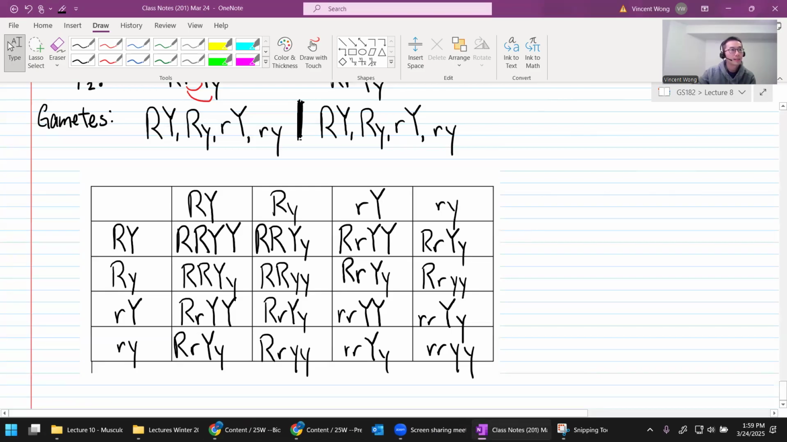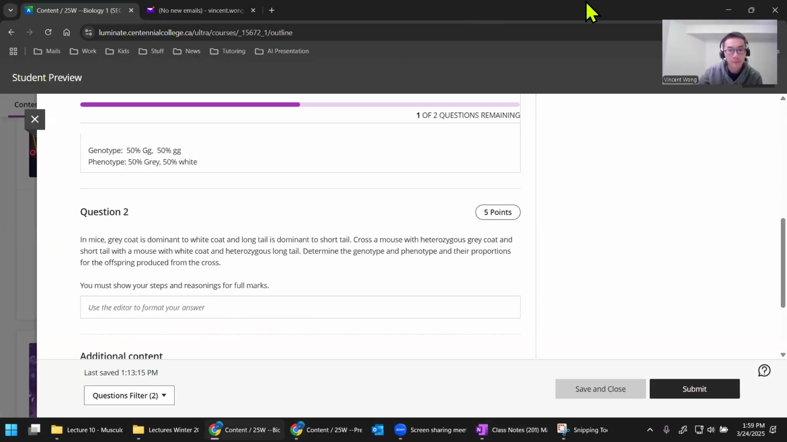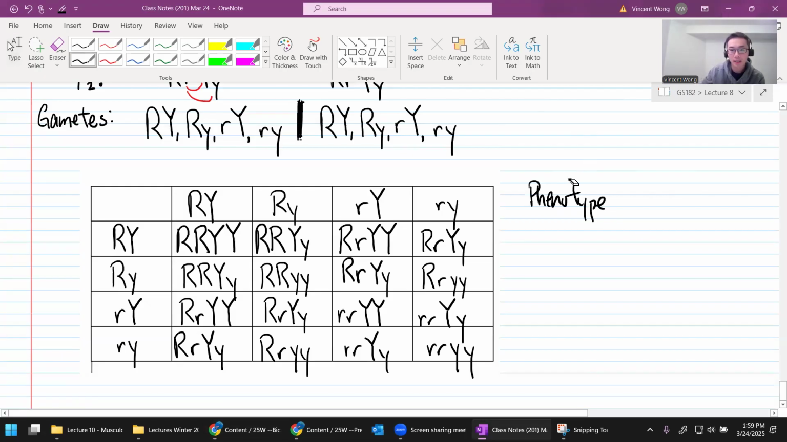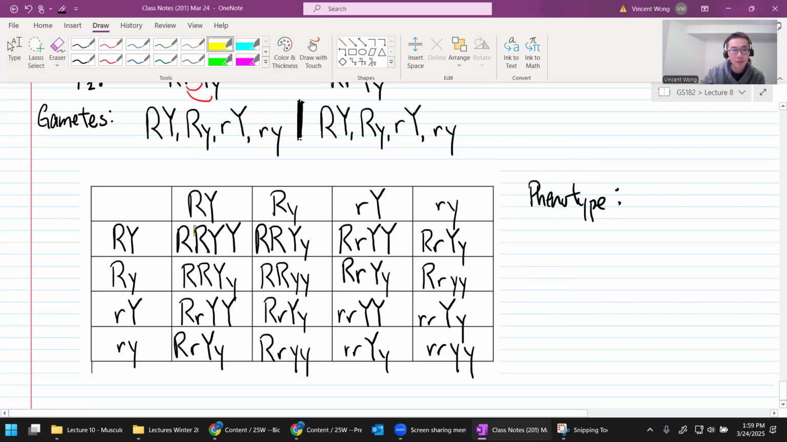All right. Now, something like this is very hard to write the genotype, so I'm just gonna write the phenotype. For the phenotype, on the test, read the question carefully. If they ask for genotype and phenotype, then you have to do both. But this one, I'm only gonna do phenotype. And if you have highlighters, this is a good time to use them.